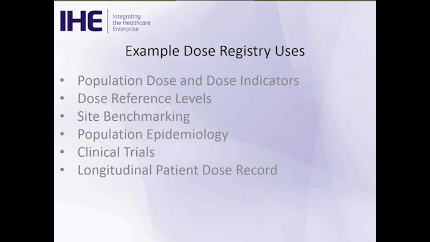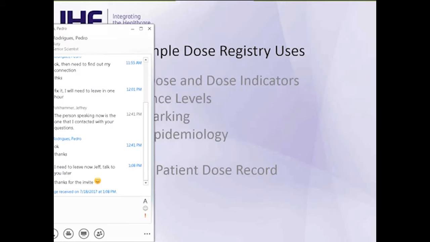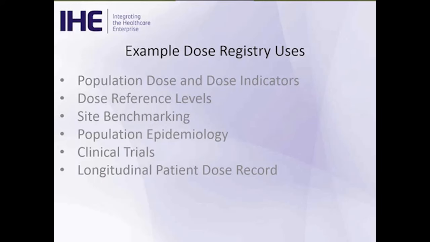And here's some, as I mentioned before, some of the registry uses for population dose and indicators. Dose reference levels, as sometimes radiopharmaceuticals have been out for a number of years. Their activity that they were used 20 years ago have been greatly reduced, so they can start establishing new benchmarks and dose reference. Helps with patients, just very similar to the REM profile. Clinical trials. And longitudinal patient dose records.